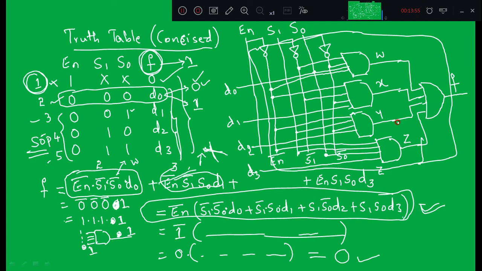I hope you understood the concept of multiplexer, and in the next class we will discuss the different types of multiplexers and how to design Boolean functions using different multiplexers. Okay, thank you.